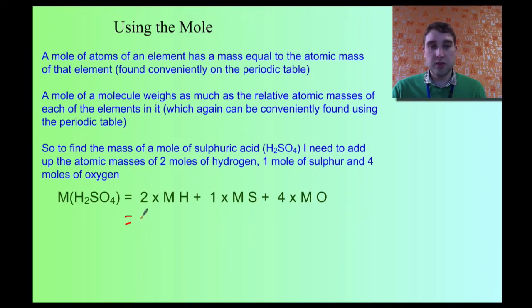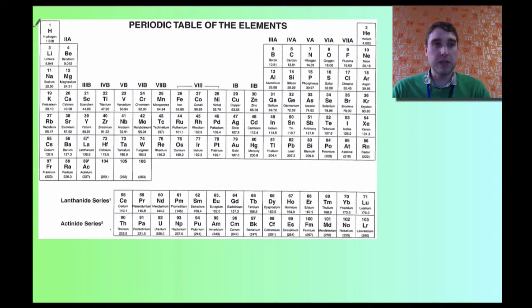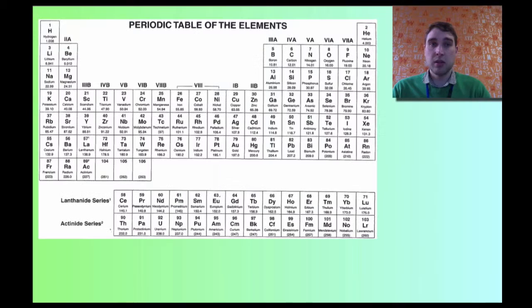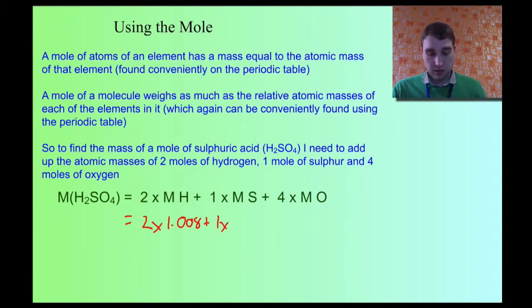I've got 2 times the molar mass of hydrogen. We look on our periodic table and we can see that the relative atomic mass of hydrogen is 1.008. So that's our molar mass of hydrogen. So 2 times 1.008. And to that we're going to add 1 times the molar mass of sulfur. On our periodic table, sulfur is 32.06. So 1 times 32.06, and to that I'm going to add 4 times the molar mass of oxygen.